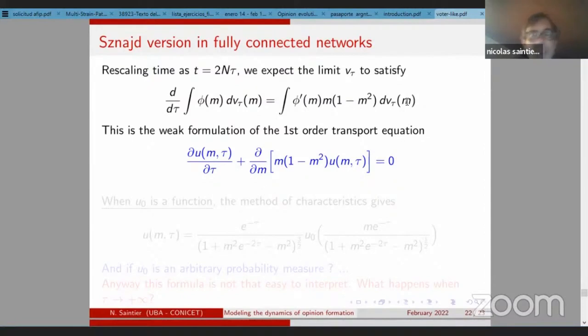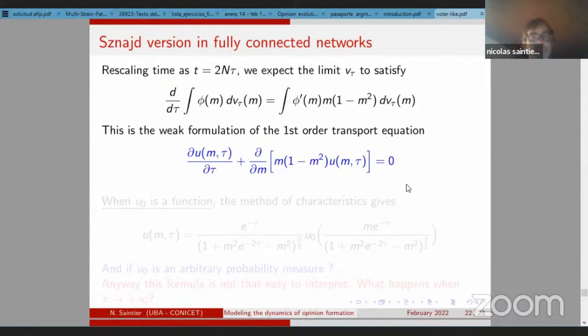And exactly as before, if V was smooth in M, then we could make an integration by parts. And in that case, we would arrive at the weak form. This would be the weak formulation of this first order equation, right? But be cautious, because V of T may be not smooth.